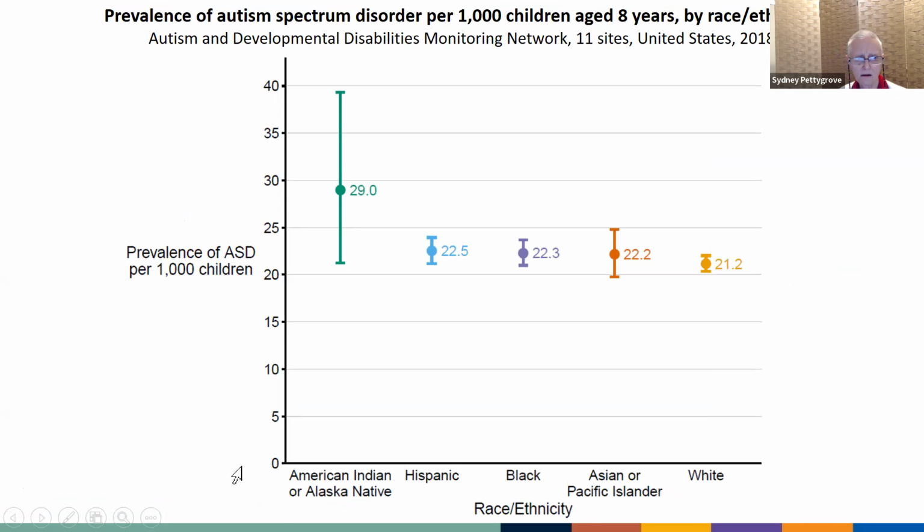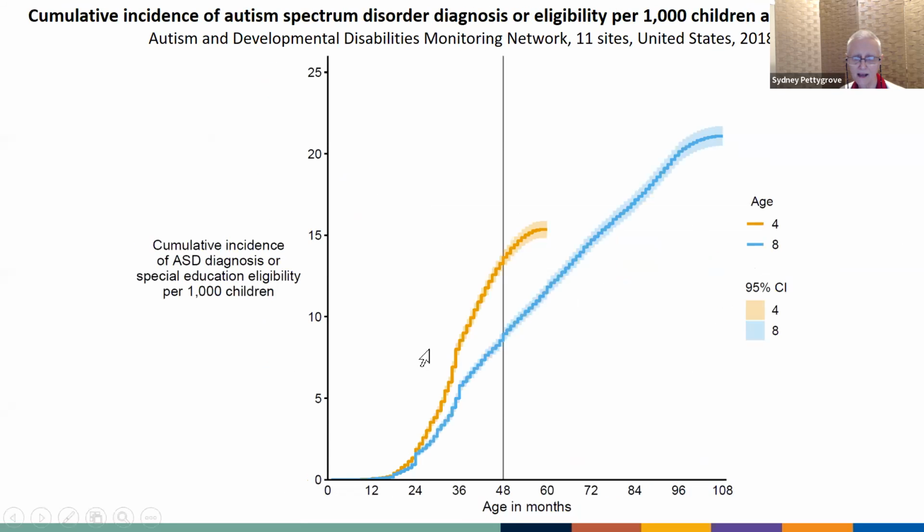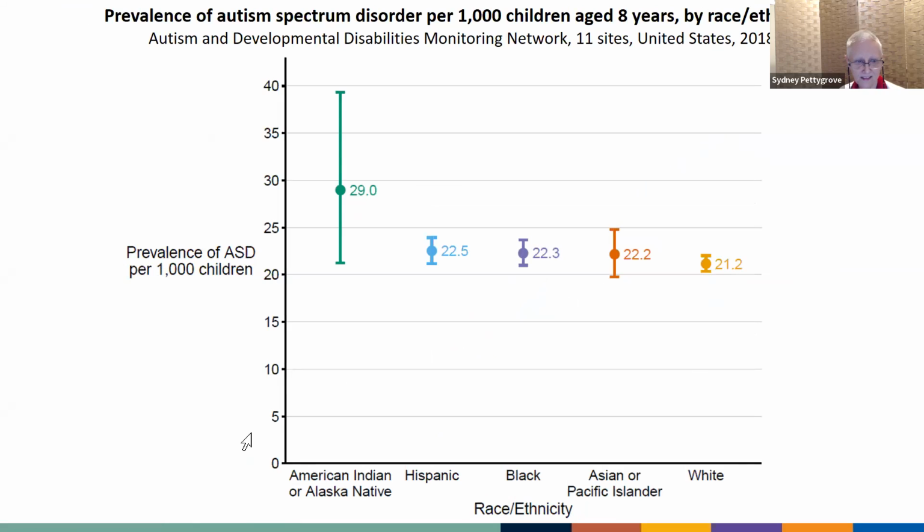So these are the new numbers by prevalence by race and ethnic categories. Okay. And so you can see that actually we don't seem to be having all that much in the way of prevalence disparities for the 2018 data.